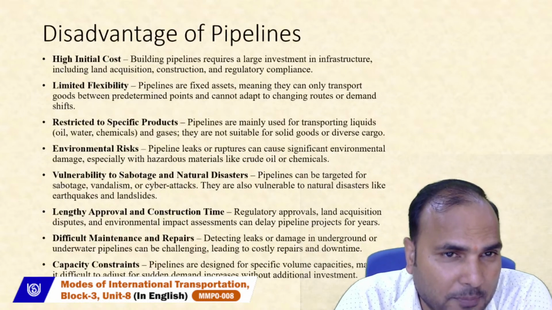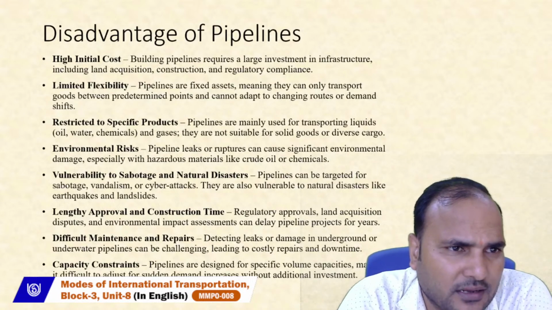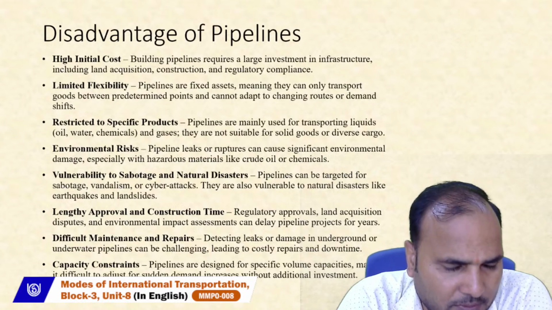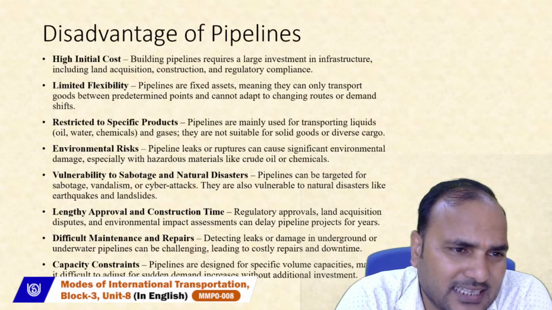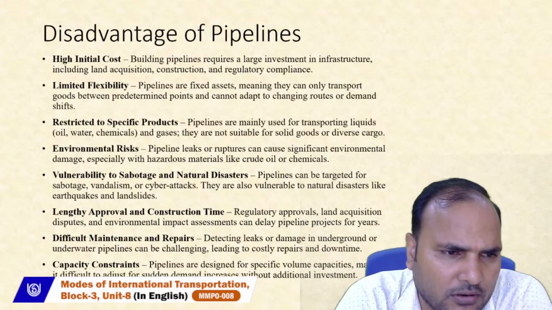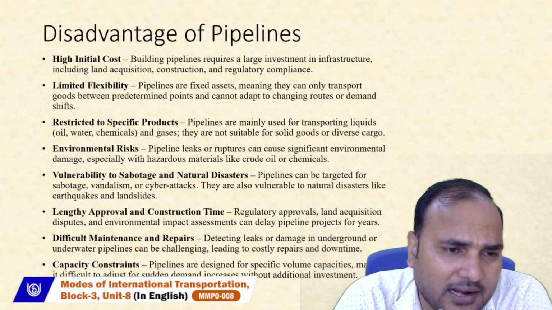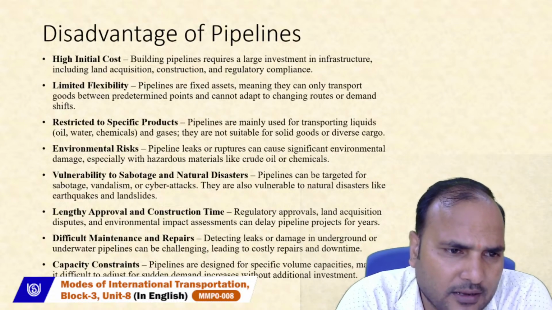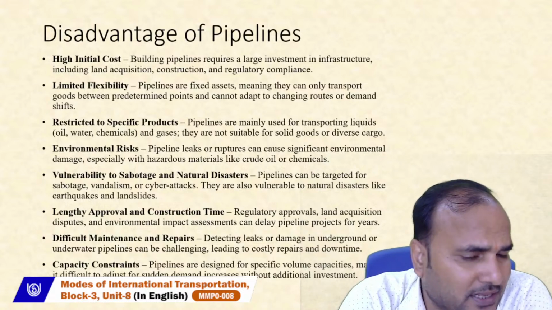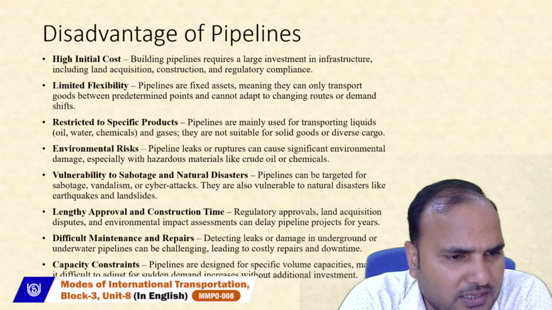And there are different disadvantages of pipelines. There is a high initial cost involved. Flexibility is very limited. It is restricted to specific products like oil, water, chemicals. It is not for all. And there is environmental risk. There are hazardous materials like crude oil and chemicals, which may cause harm.